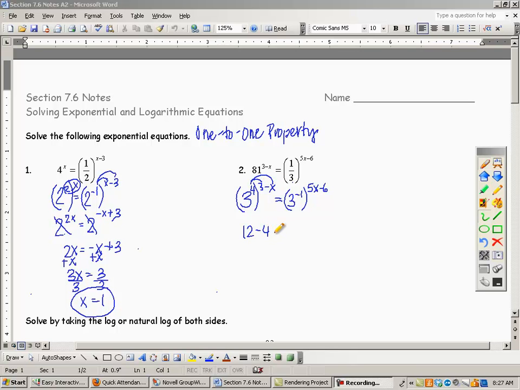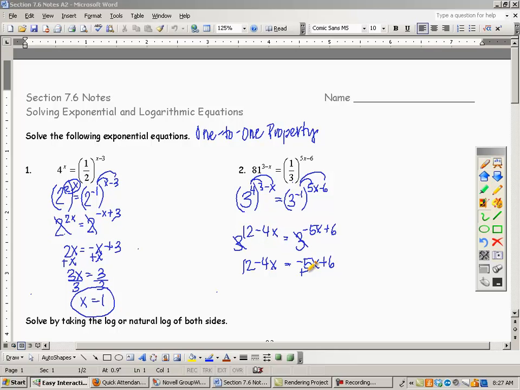Okay, so what I'm going to do is distribute my exponents. Let me erase that a second. It's a base of 3. So 3 to the 12 minus 4x equals 3 to the negative 5x plus 6. So I distributed the negative 1, I distributed the 4. Now that the bases are the same, I can cancel them. So 12 minus 4x equals negative 5x plus 6.